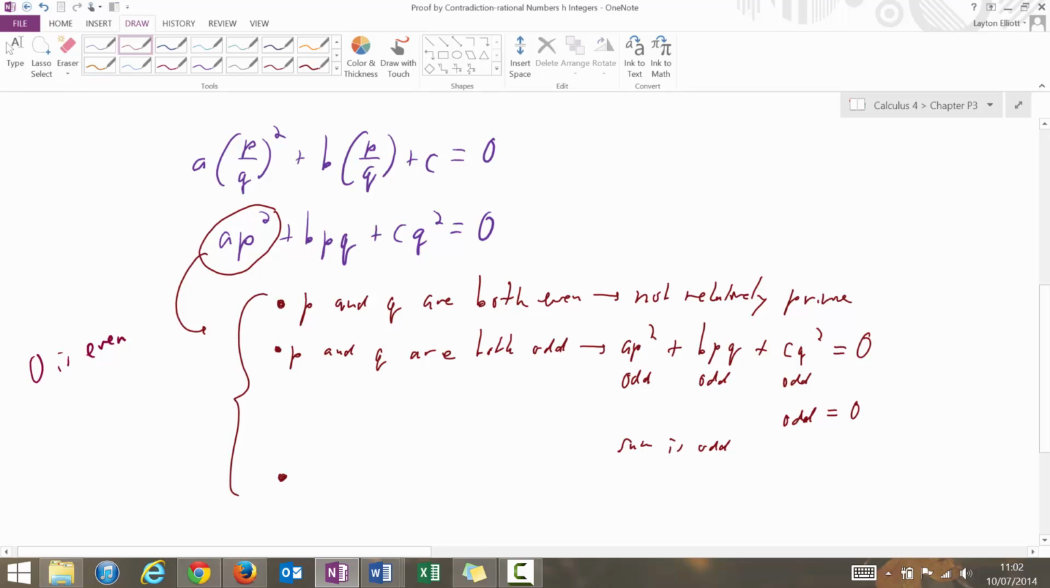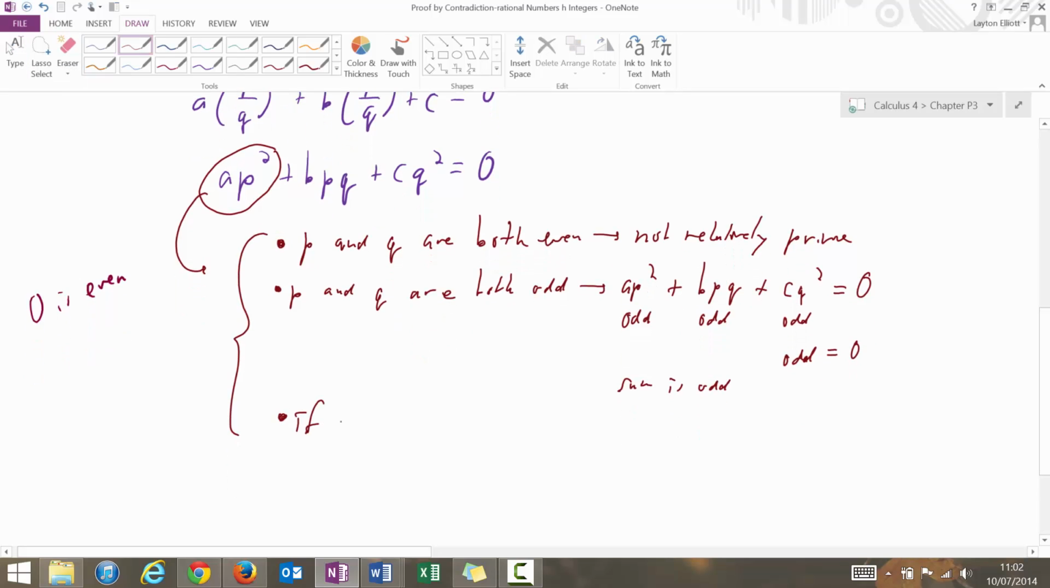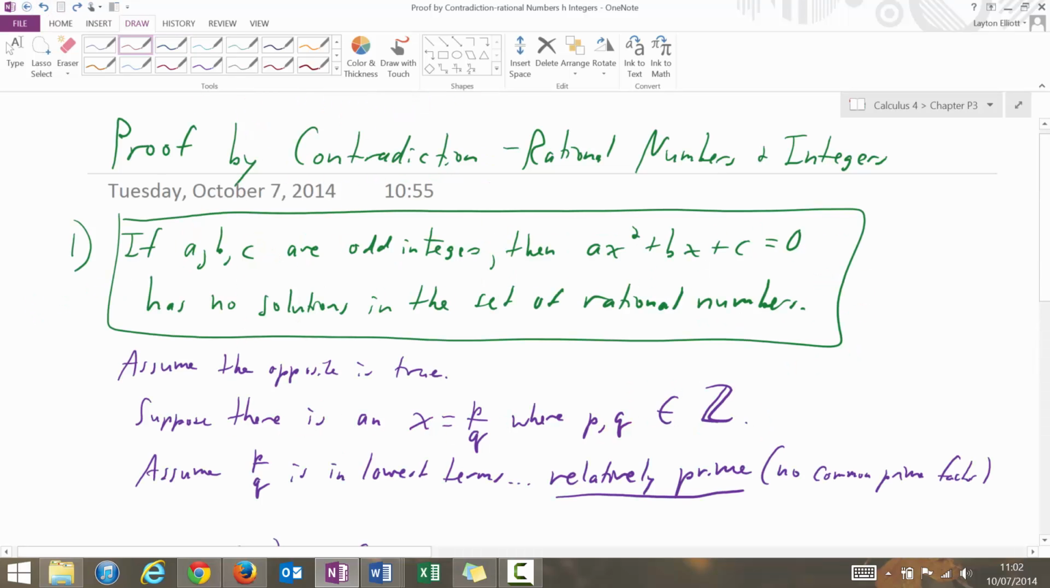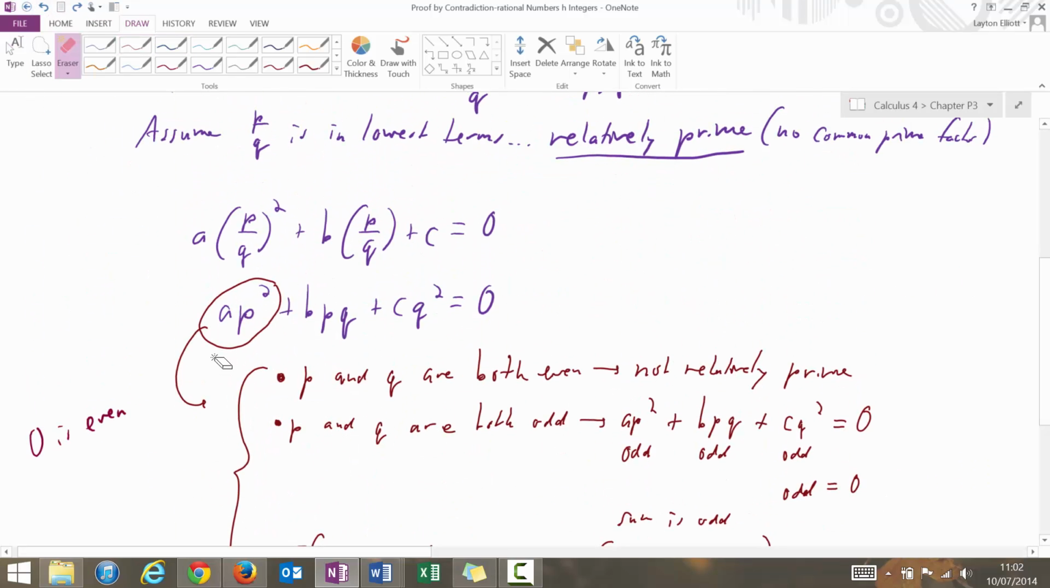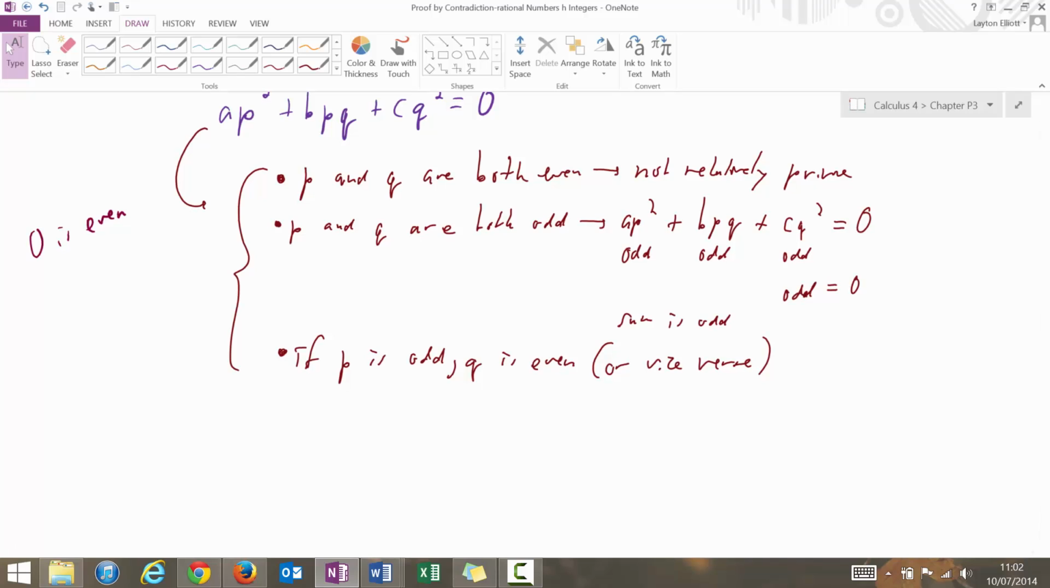Okay, let's expand this out. And then finally we have the case where p is odd and q is even. And realize that I could swap those out and make q odd and p even without changing anything. So I'm going to put or vice versa. I want you to take a moment and convince yourself of why you could swap those out. Essentially it has to do with the symmetry of the quadratic equation up here. The symmetry that you just have the same thing going on with p and q.